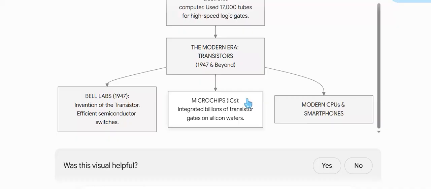So they integrated billions of transistor gates on silicon wafers. Silicon wafers means a material which is especially used for designing these microchips. IC, integrated circuits, means multiple circuits were brought together into one board. All right. Afterwards, modern CPUs and smartphones, you know very well. So this was the whole history.